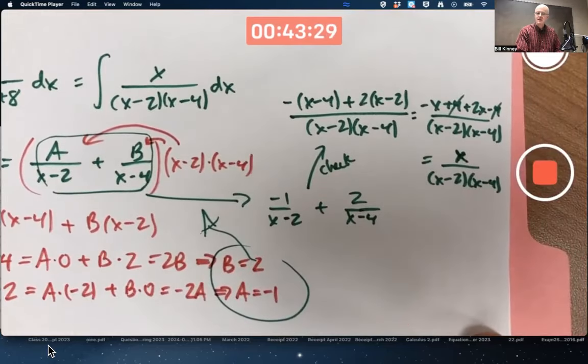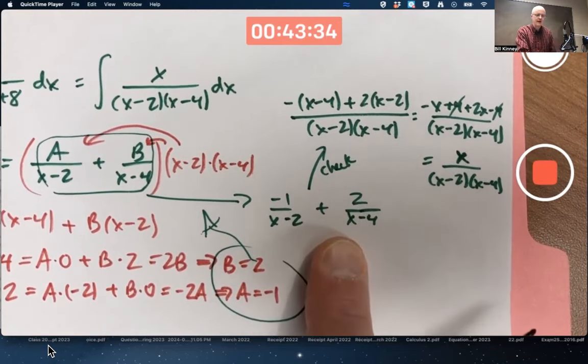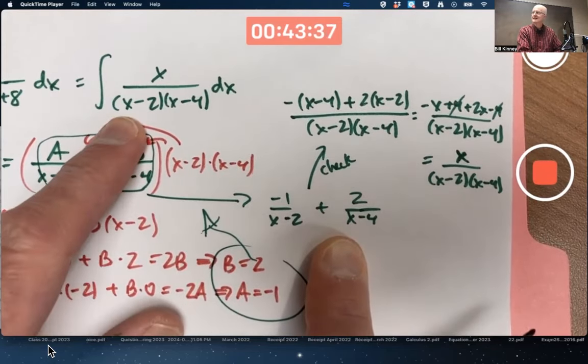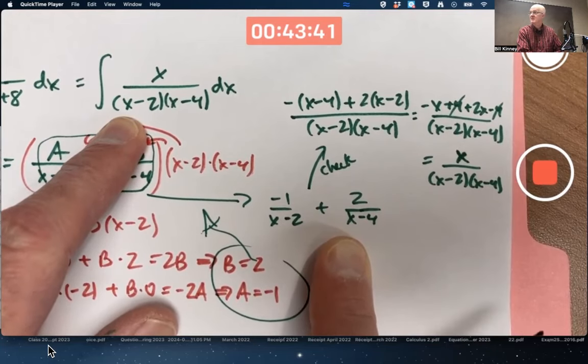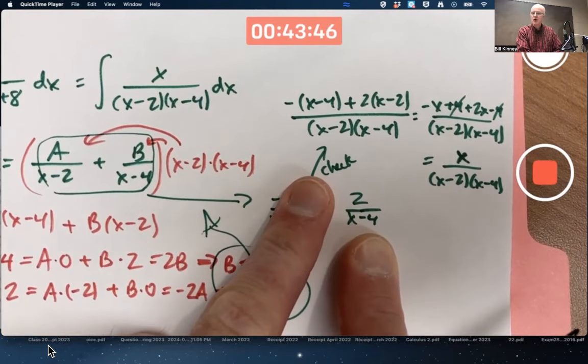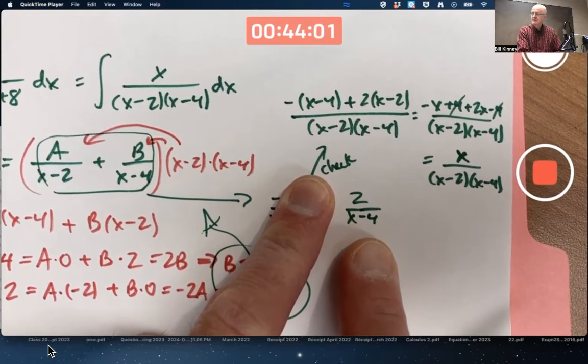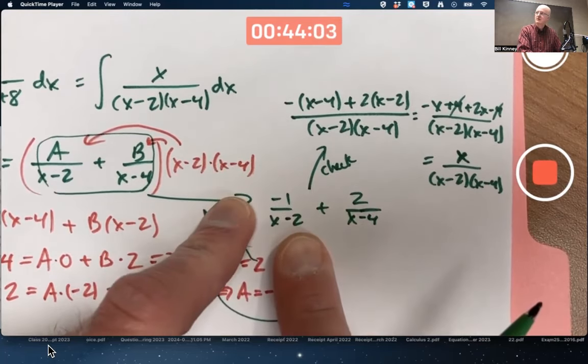It worked. What's the benefit? I hope looking at this, you think integrating that looks easier than integrating that. We're going to get logarithms, ln. For example, if you were going to integrate 2 over x minus 4, you'd let w be x minus 4. dw would be dx, and you'd be integrating 2 over w. 2 times the natural log of the absolute value of w plus c. But w gets replaced then by x minus 4. Something similar happens with the first one.